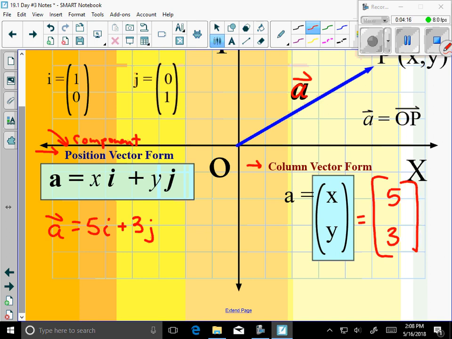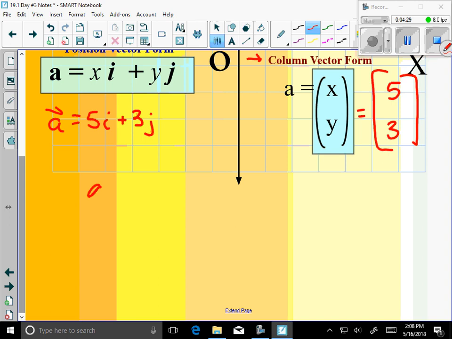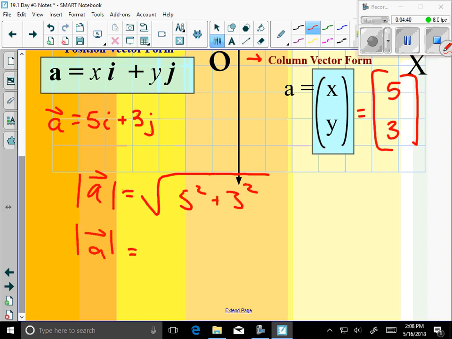Awesome. Now, could I find the magnitude of this vector? Yeah, I'd use the Pythagorean theorem. I've got a 5, I've got a 3. So the magnitude of vector A would be the square root of 5 squared plus 3 squared, which is the square root of 34. That would be the magnitude of vector A.